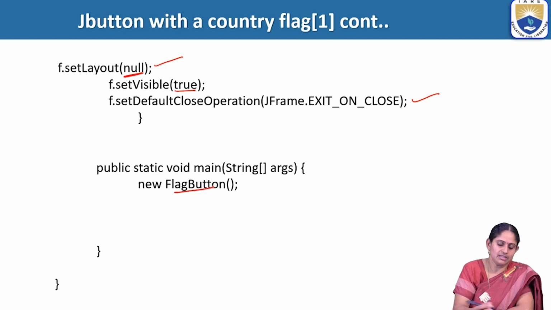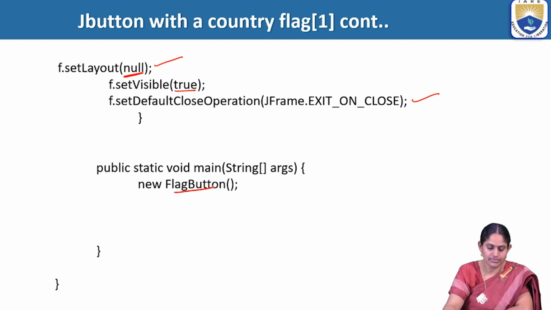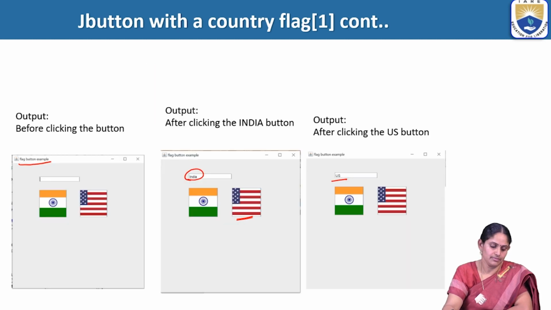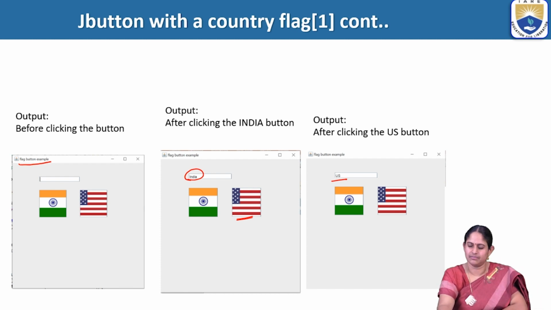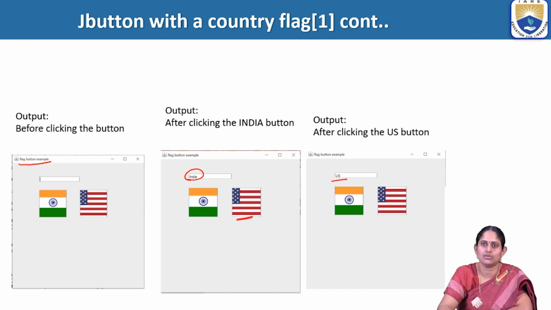And inside the main method, we are creating the object of the button. So this is how we can add a button with the flag, with the image, and trigger replay and resetting the flag text field by some text on clicking those buttons.